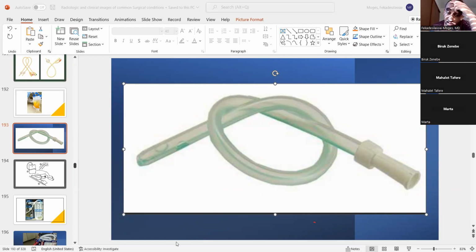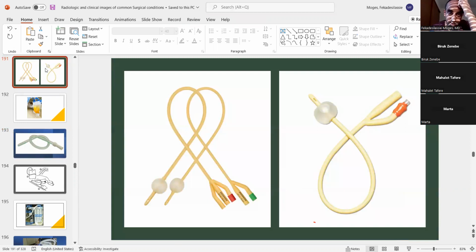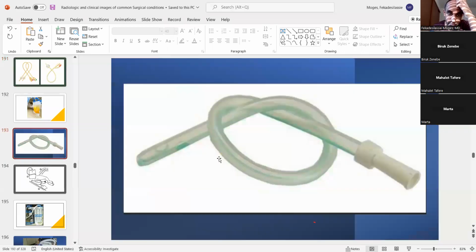I'm happy that you guys are trying. Suction tube, we have suction tube. I'll show you. Foley catheter. Ahmed, this is a Foley catheter, man. This is a Foley catheter. This is a Foley catheter. I'm talking about this one. Endotracheal tube, anesthesia people will kill you.